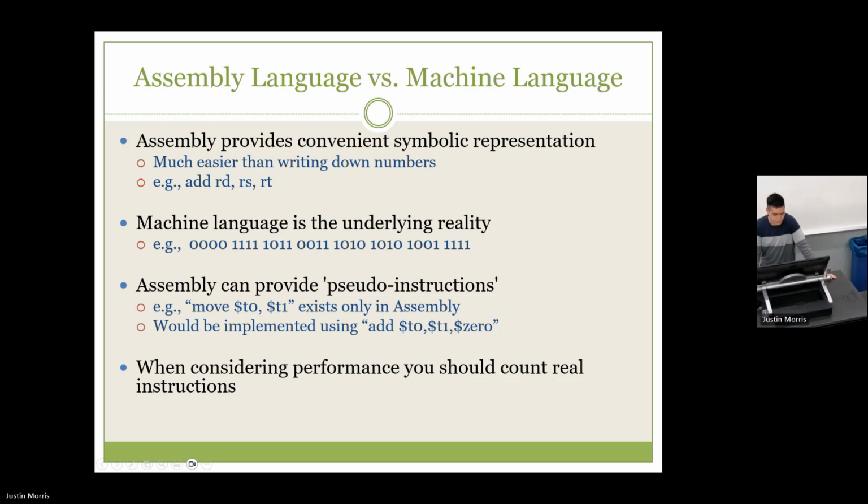But because we don't want to waste our finite set of instructions, because we only have 32 bits, this move instruction doesn't really exist. But we can say that in the assembly language, this is just this instruction. And also these pseudo instructions can be turned into multiple instructions if they need to. So when you're considering performance, you should count the real instructions, not all of these pseudo assembly instructions.